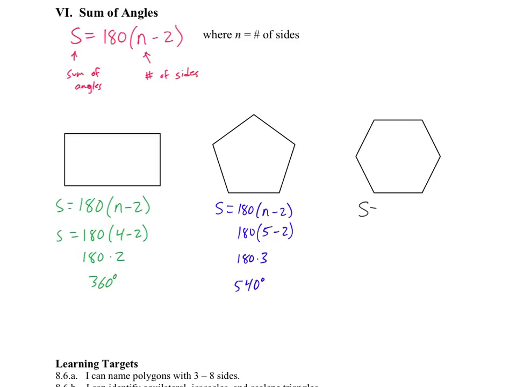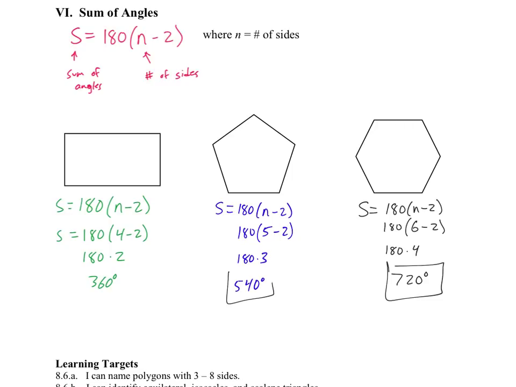Last one here, we have 180 times n minus 2. Now we have a 6-sided object. We have a hexagon there. So we have 180 times 4, which will be 720 degrees.